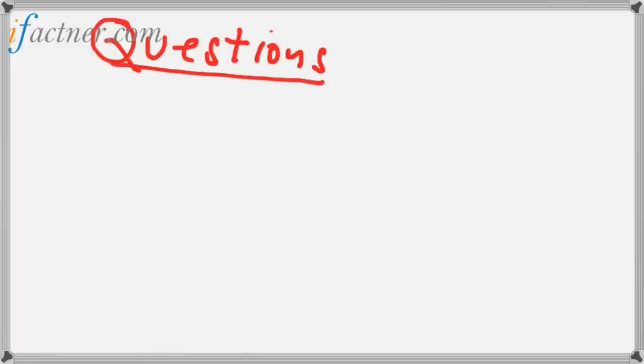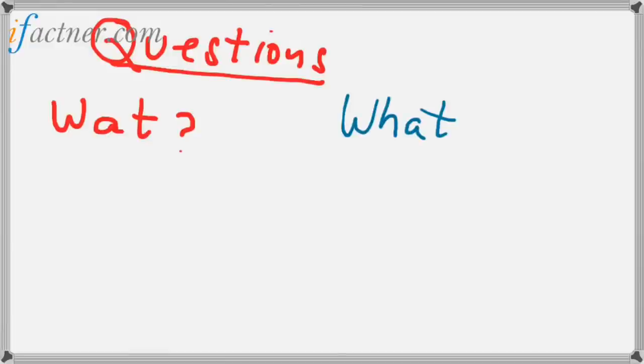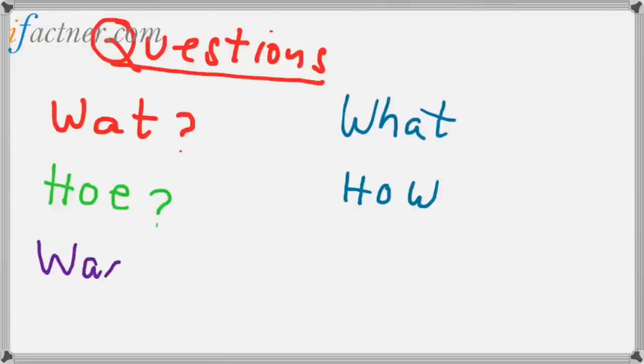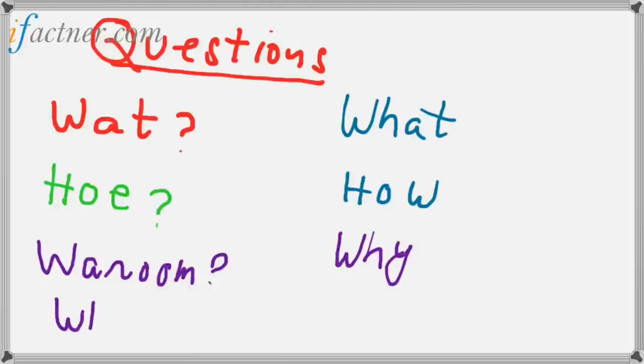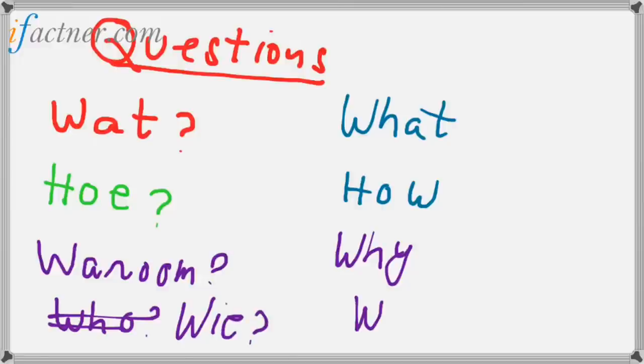And then we have got questions. Question words. First is what. What is. What. Then we have got who. Who is. How. Then we have got warum, which means why. What, who, warum. Then we have got who. We. Where is that? Who is that?